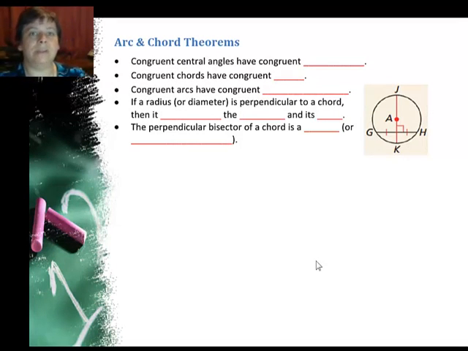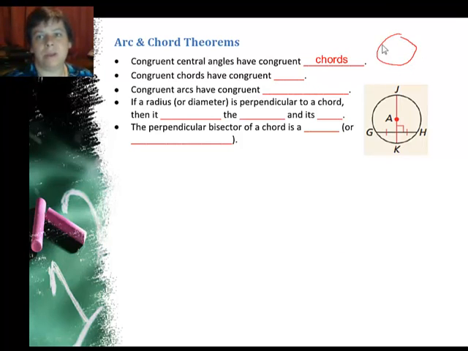Now we're going to look at some arc and chord theorems. One thing is congruent central angles have congruent chords. Okay, so if I have a central angle, and I'll just draw one here, starting from the center going to the edge, these angles will have the same chord if their angles are the same size.